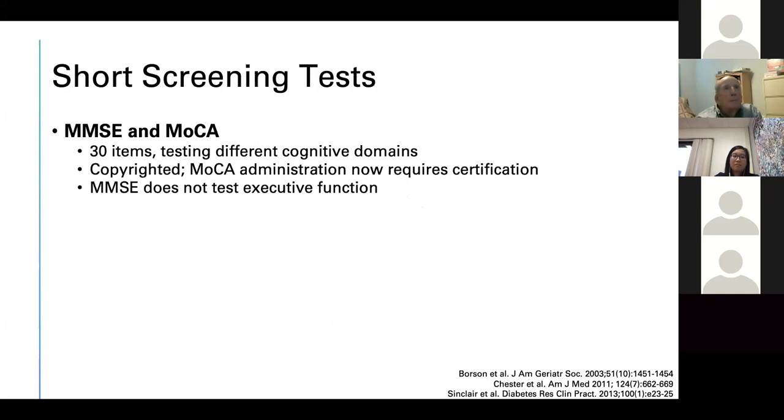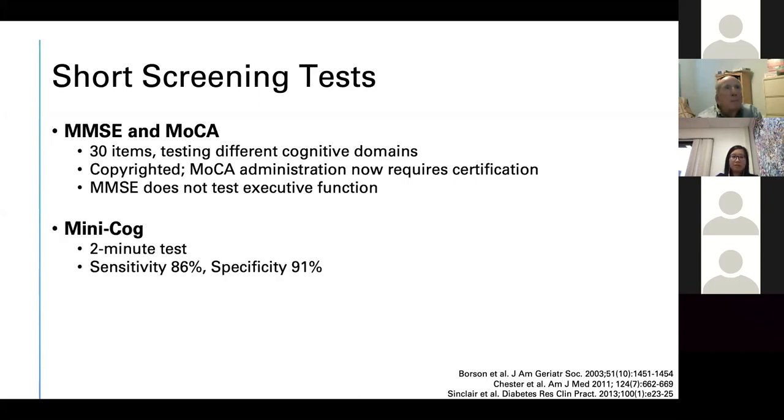And the mini mental status exam and the Montreal Cognitive Assessment really rely on education and language. So if your patient has low level of education or English is not their first language, then these tests will be difficult for them. Other more short screening bedside tools or clinic tools that you can use include the mini-cog, which I'll go over in the next couple of slides.